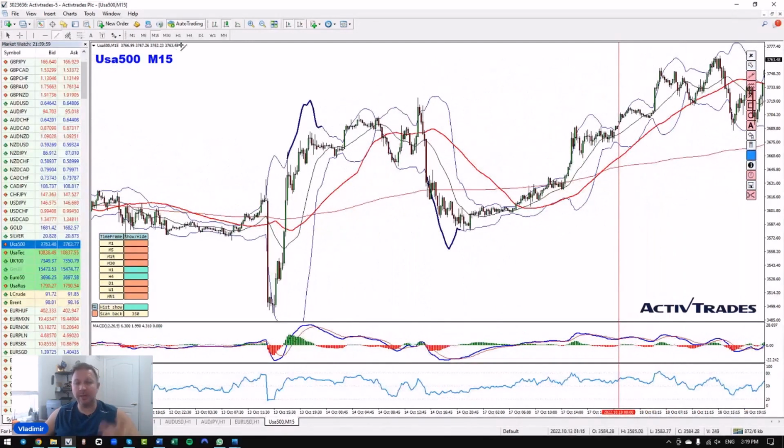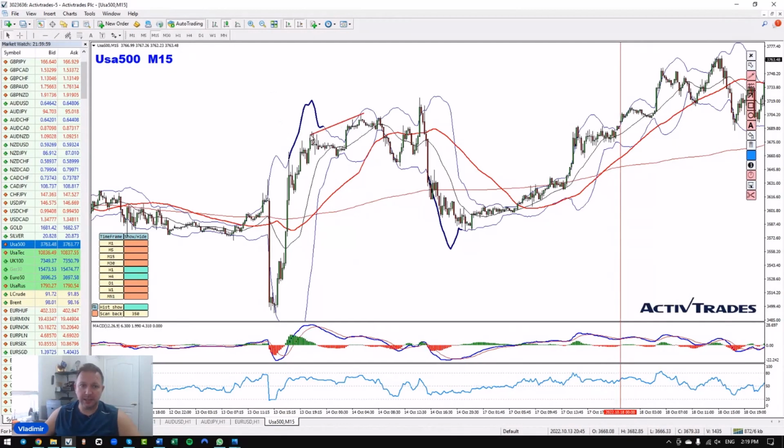Let's go to the next one. Remember, we're still after sells due to the 4-hour chart analysis. This is the next place.